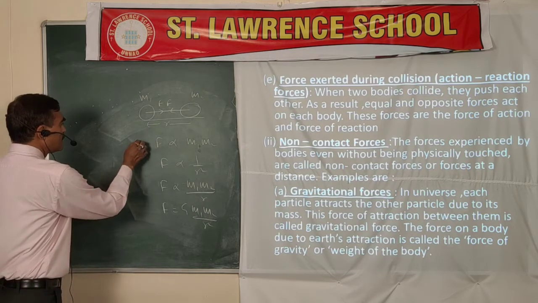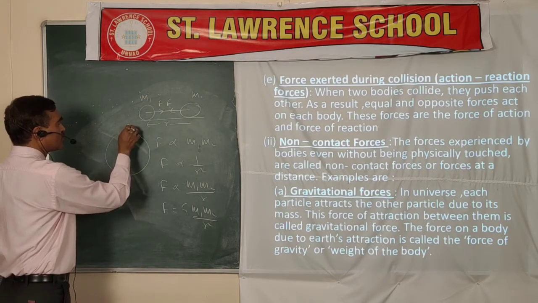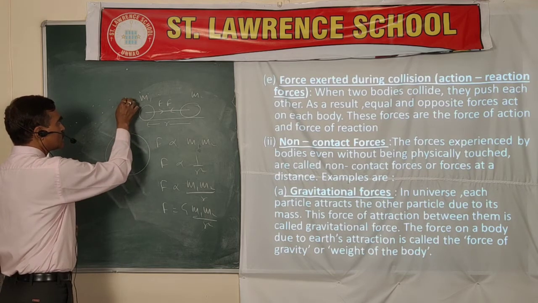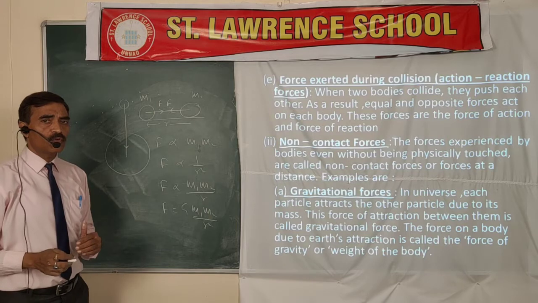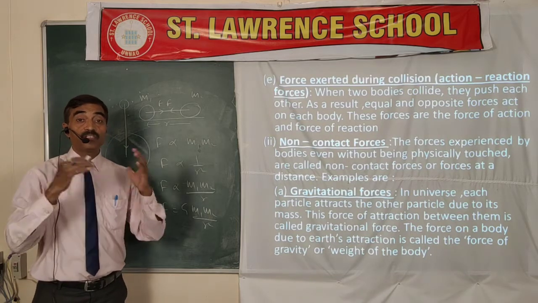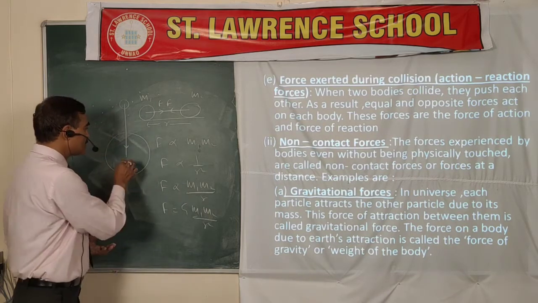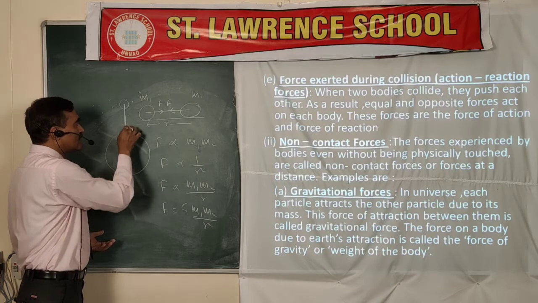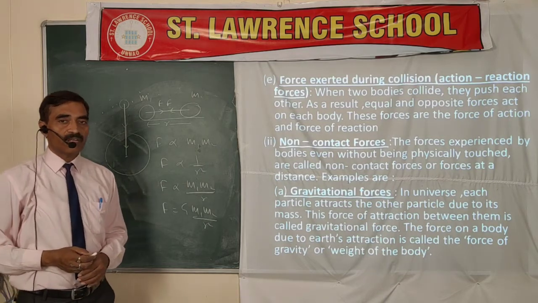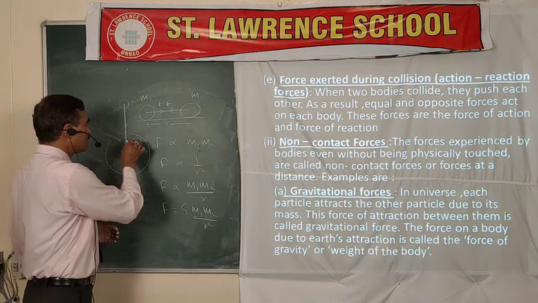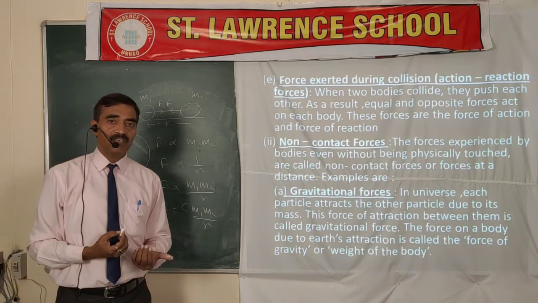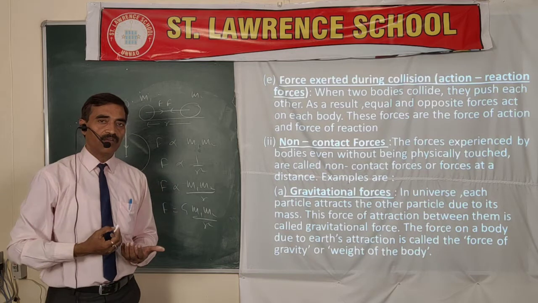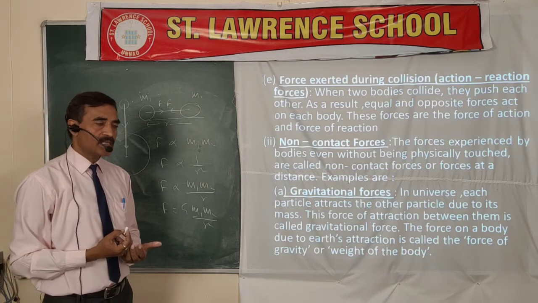Now similarly, if a body is placed on the surface of Earth, then Earth attracts every body towards its center. Because of its huge mass, it attracts the body towards its center, and that force is called the force of gravity. And one more thing, the acceleration with which the body falls towards Earth is known as the acceleration due to gravity, represented by small g, and its value is 9.8 meters per second squared.